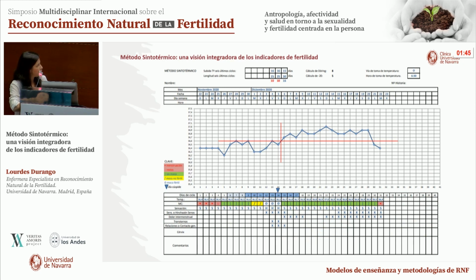And this is a symptothermal chart where we can see the fertility window with all these rules and the double check. The blue part is the fertility window. The cervical mucus starts on day 10, but according to Döring's calculation, day 8 is the last day of infertility. And in the second part, we do the double check with temperature and with the end of the cervical secretion. And the third day shows us what is the end of the fertile phase.